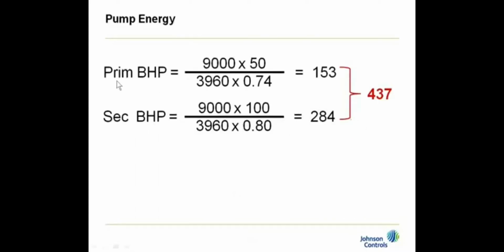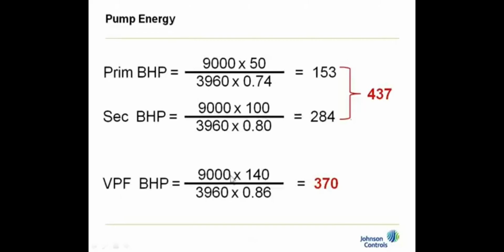To illustrate what that amounts to in this particular case, if I had 9,000 GPM in my primary times my 50 feet divided by 3960 with a 74% efficiency, I get the 153 horsepower. And my secondary pumps, 9,000 times 100 feet with my efficiency at 80% gives me 284 for a total of 437 horsepower at design for that primary secondary system. Whereas with VPF, I've got 9,000 times the 140 divided by my constant and my 86% efficiency, which gives me 370. And you can see the advantage here in horsepower is pretty significant.